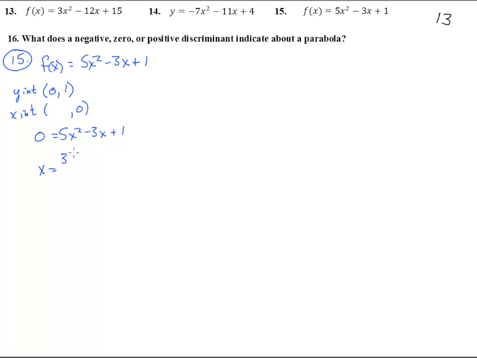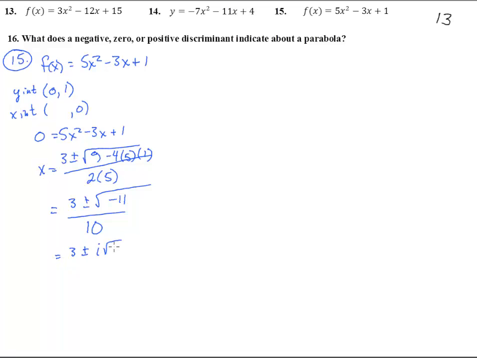x equals negative b plus or minus the square root of b squared minus 4 times a times c, all over 2a. That's 3 plus or minus the square root of 9 minus 20. That's a negative 11 over 10. Wow, look at that. Our discriminant tells us exactly we are going to have imaginary roots. So, no x-intercepts whatsoever. Let's look and see what this looks like on the graph.